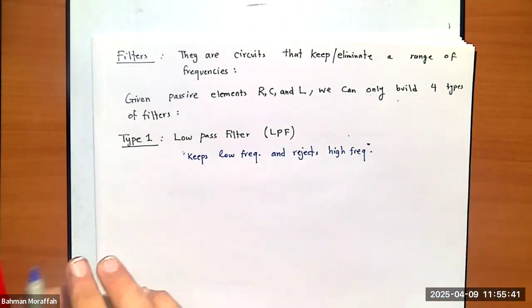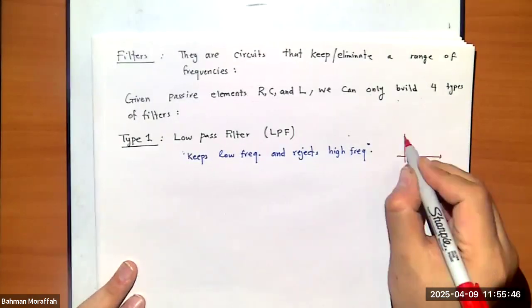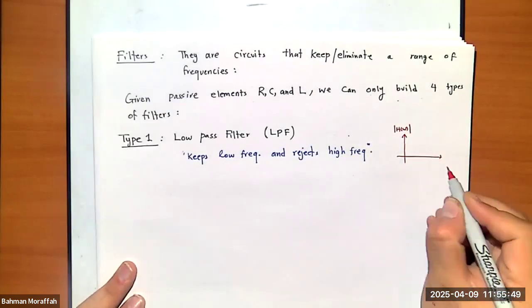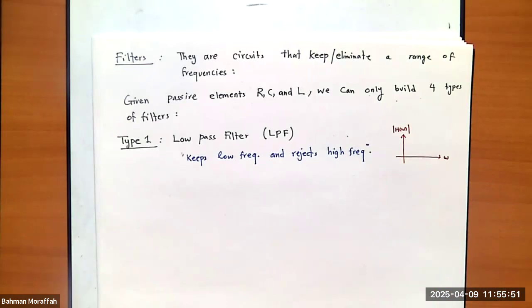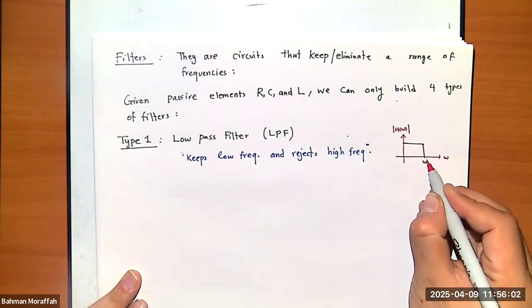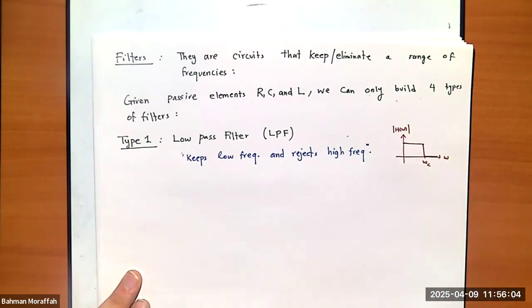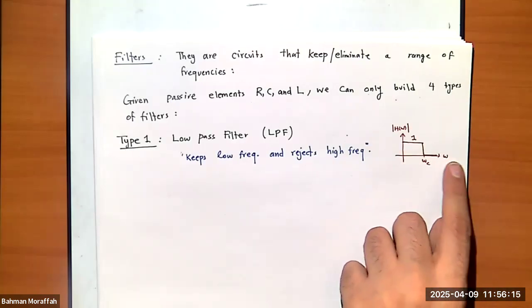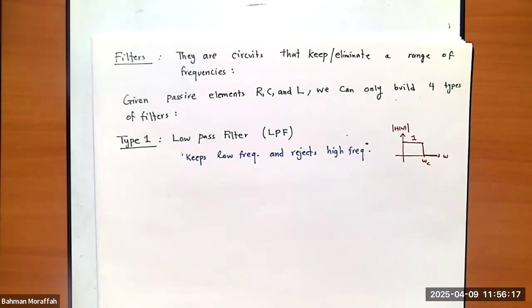If I look at the magnitude of this H of omega and plot it against omega, I want to have something that keeps all the low frequencies and rejects higher frequencies. So it has to keep all low frequencies up to some frequency omega c and reject all of them beyond that. The magnitude here is 1. I'll explain in a second why that should be 1. But that's basically what it looks like. It keeps all the low frequencies and rejects all the higher frequencies. Right?